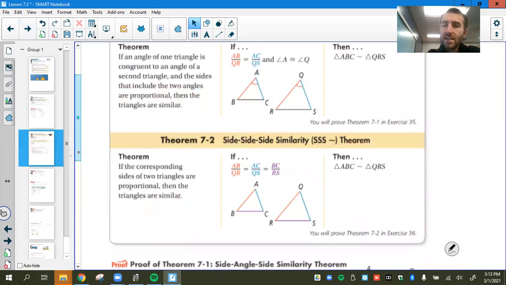We can also use the side-side-side similarity, right? If all three sides are similar to another triangle, they are similar triangles, okay? Which would also mean the angles are equal. All right, so let's apply that to a couple problems.